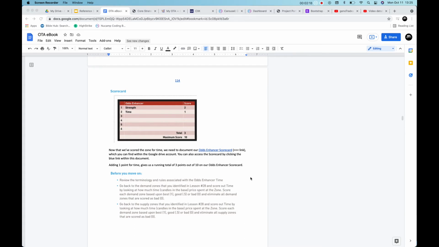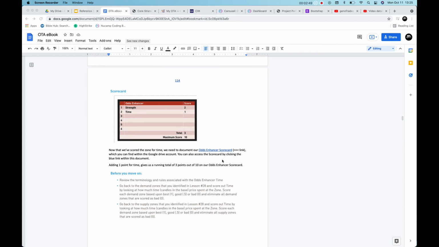Now that we've scored the zone for time, we need to document our odds enhancer scorecard, which you can find within the Google Drive account. You can also access the scorecard by clicking this blue link within this document. At any rate, adding 1 point for time gives us a running total of 3 points out of the 10 total points on our odds enhancer scorecard.